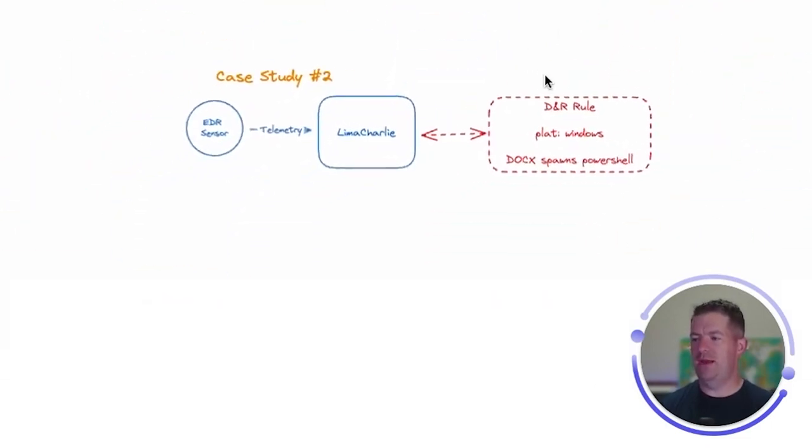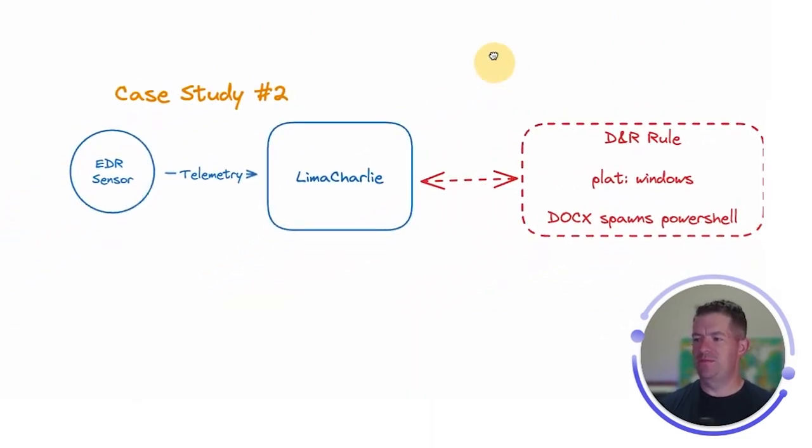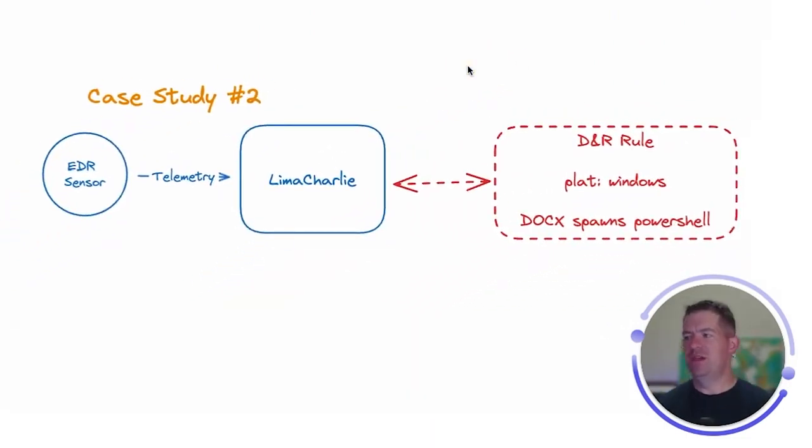I'm going to use my handy dandy whiteboard that I've got up here to zoom into another one. All right, perfect. So in this case, we're going to take a look at case study number 2. This is one where I have an EDR sensor sending in telemetry to LimaCharlie. I've got a detection and response rule that looks for a really easy process sequence of Microsoft Word spawning PowerShell. I got confused for a moment because it's winword.exe opening a docx that then spawns PowerShell.